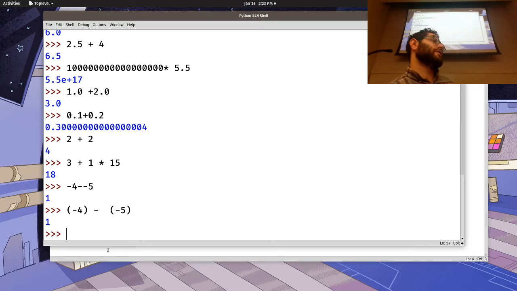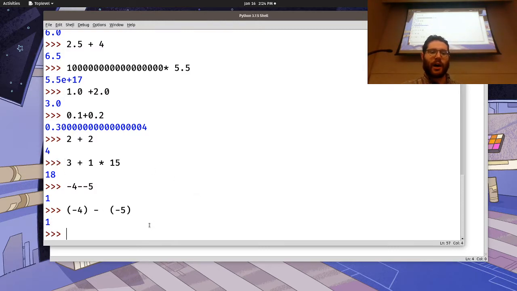So here the negative operator does double duty as both a binary operator, binary in the sense that you're working on 2 different numbers, and a unary operator. In other words, it's something you do to one thing. In other words, you're turning 4 negative. So here, negative 4 minus negative 5 becomes plus 5. So negative 4 plus 5 is 1.